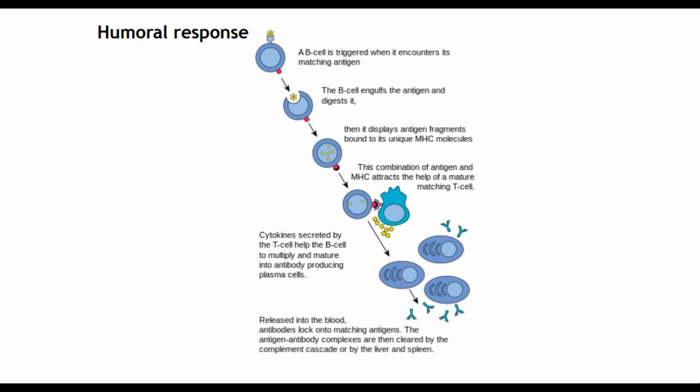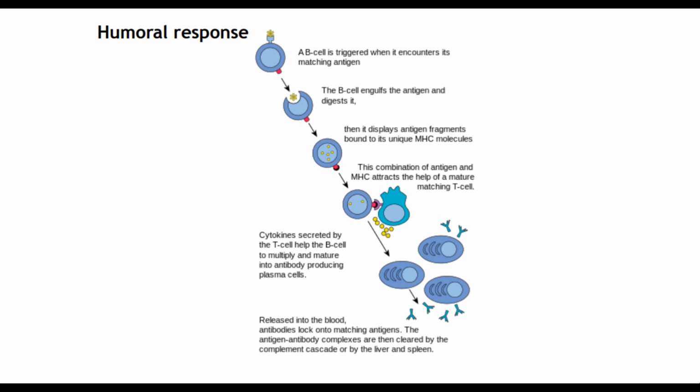Also, the cytokines secreted by the T cell help the B cell to multiply and mature. So the T cell is going to attach to that and secrete cytokines, yeah. These cytokines then help the B cell to mature and start cloning and multiplying. When they do that, they multiply and evolve into plasma cells. These plasma cells are what actually make antibodies. So plasma cells produce antibodies, and they go into the bloodstream. We'll talk about antibodies in a minute, but this is the humoral response.